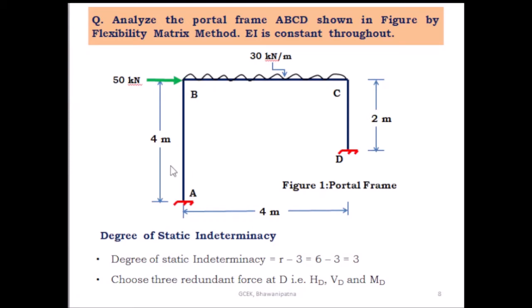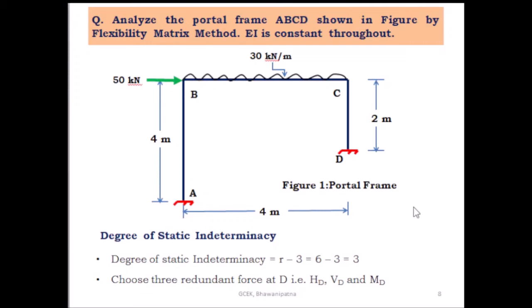The height of AB is given as 4 meter, the length of BC is 4 meter, and the height of CD is 2 meter. EI is constant throughout, and on span BC there is a UDL of 30 kilonewton per meter. On span AB at point B there is a concentrated horizontal load of 50 kilonewton. The ends A and D are fixed. You have to solve this question by the flexibility matrix method.